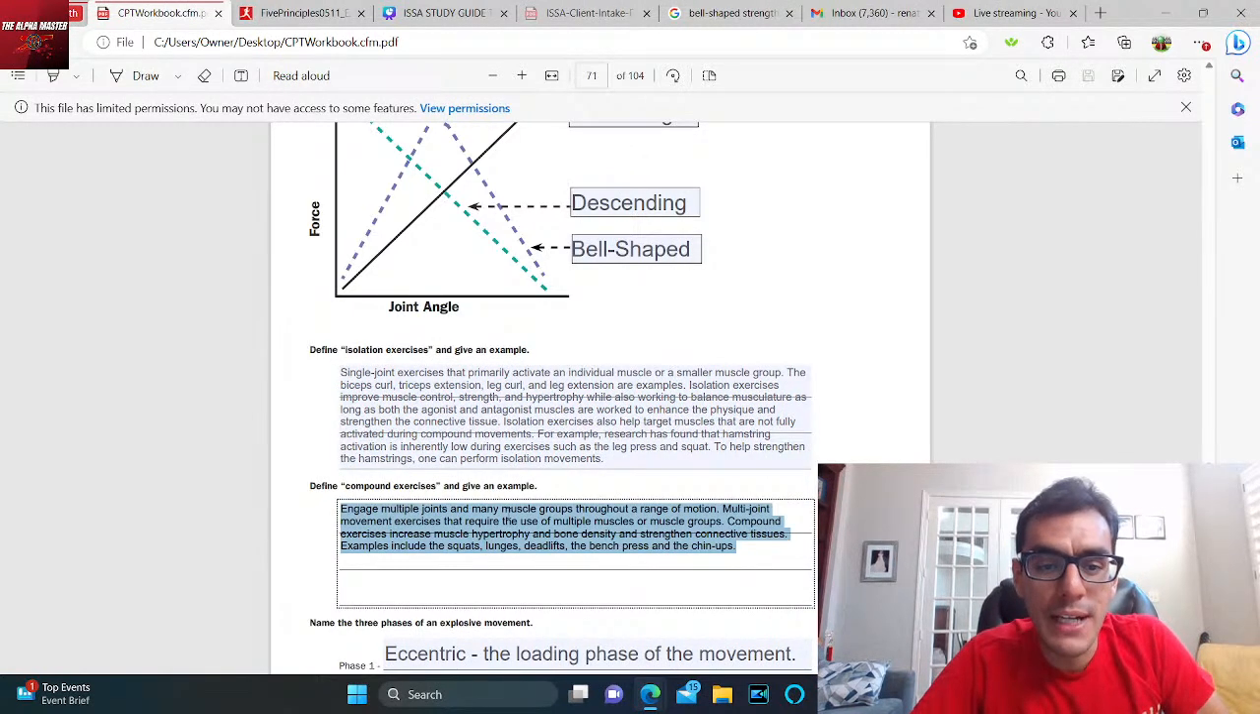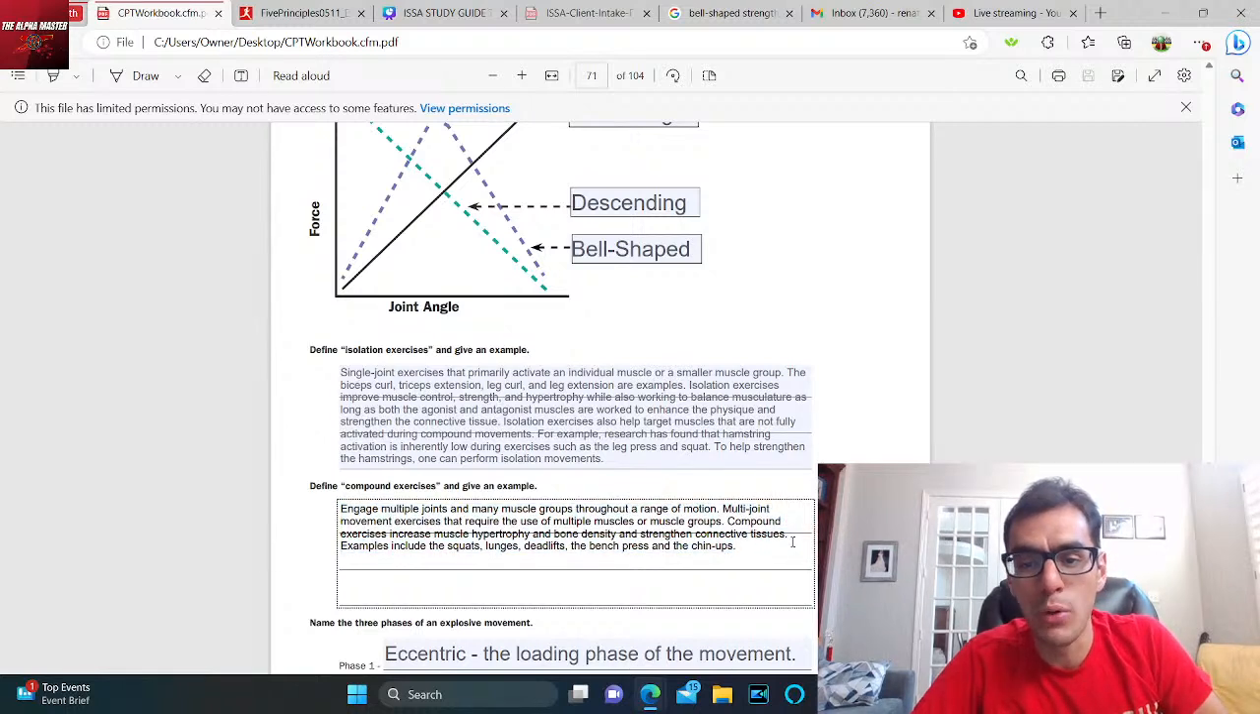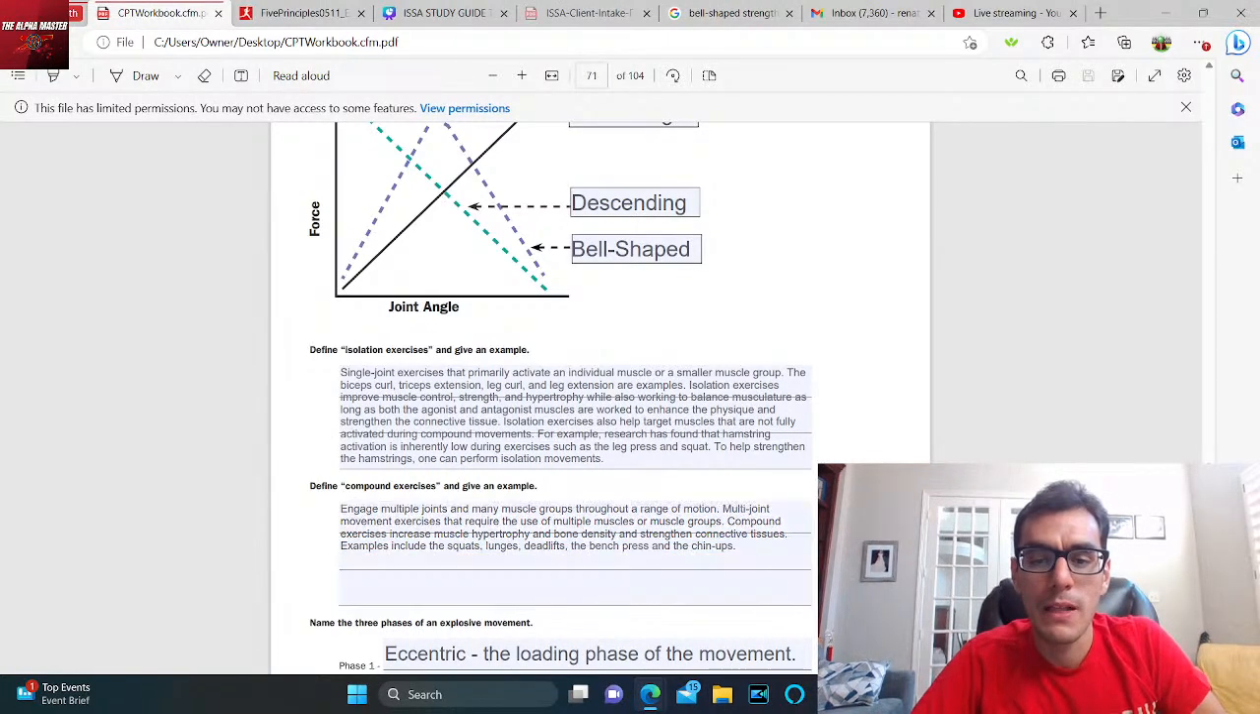Now, compound exercises engage multiple joints and many muscle groups throughout the range of motion. They are multi-joint movements, exercises that require the use of multiple muscles or muscle groups. Compound exercises increase muscle hypertrophy and bone density, and strengthen connective tissues. Examples include the squats, the lunges, the deadlifts, the bench press and the chin-ups.